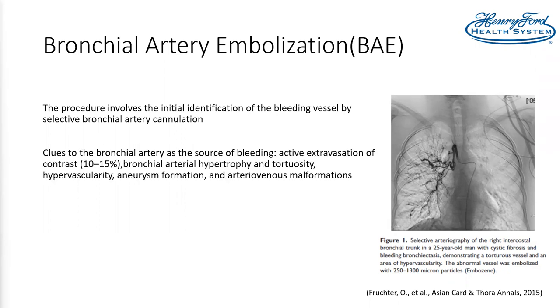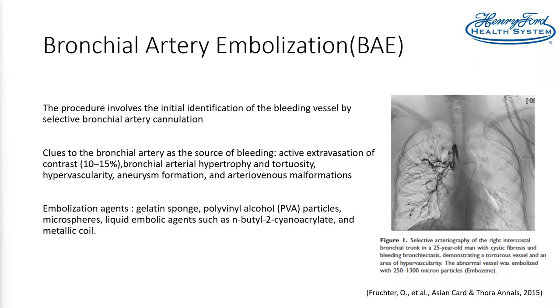The clue for the bronchial artery as a source of bleeding is active extravasation, but it only happens 10 to 15% of the time. So it's not that common that you're going to see active extravasation, but they have other clues. That includes bronchial artery hypertrophy, hypervascularity, aneurysm, and AV malformations. Keep in mind that in 20% of cases, they're not going to have any clue. They're going to see a normal bronchial artery. They use different agents in doing this, depending on the place. The success rate for bronchial artery embolization is good, 60 to 90%.